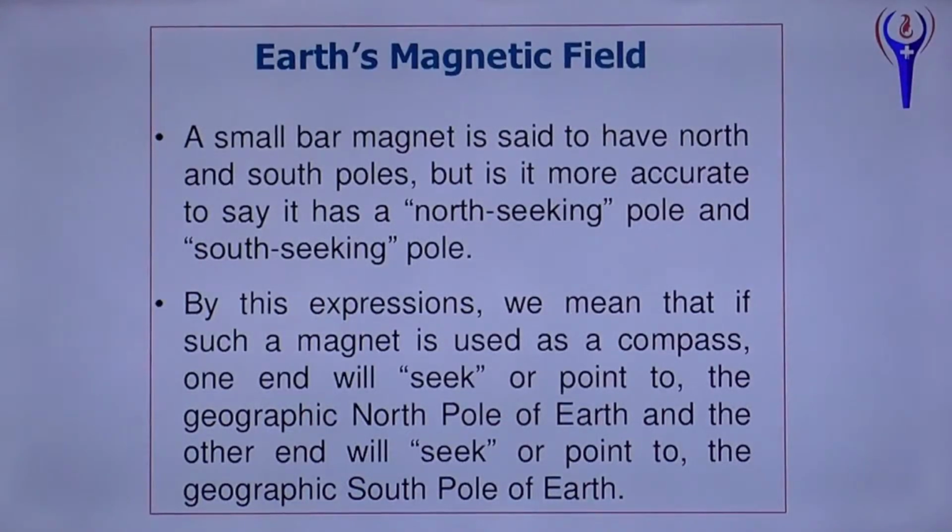Earth's magnetic field. A small bar magnet is said to have north and south poles, but is it more accurate to say it has a north-seeking pole and a south-seeking pole? By this expression, we mean that if such a magnet is used as a compass, one end will seek or point to the geographical north pole of the earth, and the other end will seek or point to the geographical south pole of earth. That only we are calling geographical north, geographical south. And that bar magnet only is modified into a compass or magnetic compass needle.